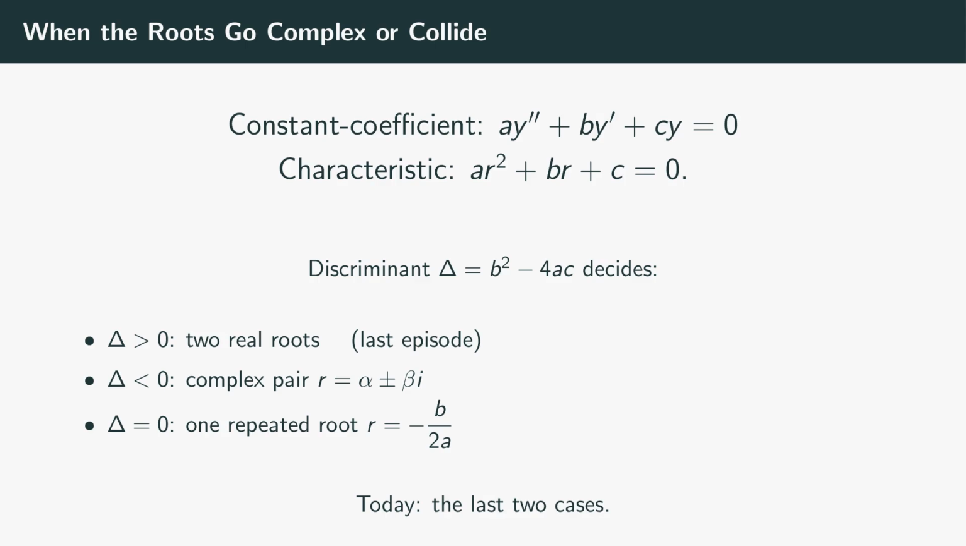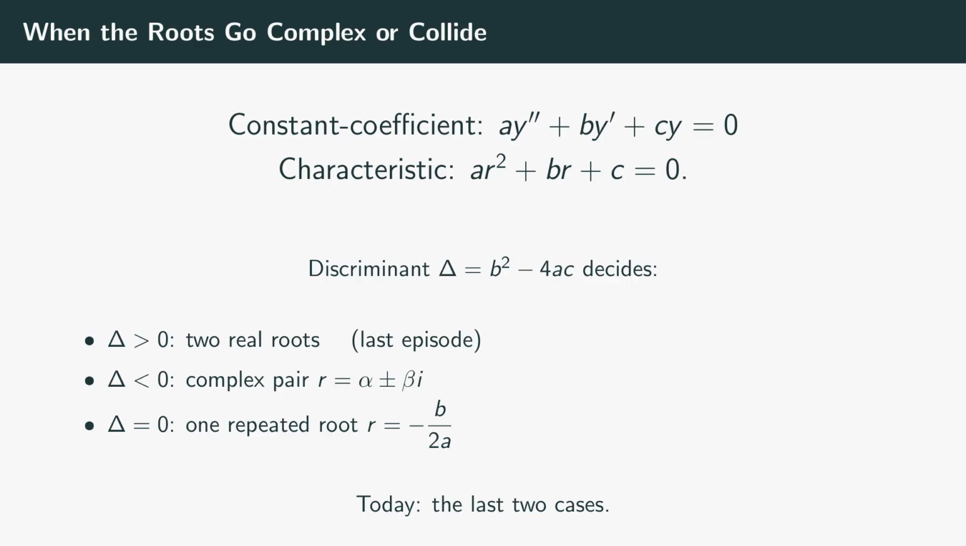Welcome back. Last episode, we attacked the constant coefficient equation a y double prime plus b y prime plus c y equals 0 by guessing an exponential, which turned the differential equation into a quadratic called the characteristic equation. When that quadratic had two distinct real roots, we were done: two exponential solutions, combine them, finished. But a quadratic has three possible fates, set by its discriminant b squared minus 4ac.